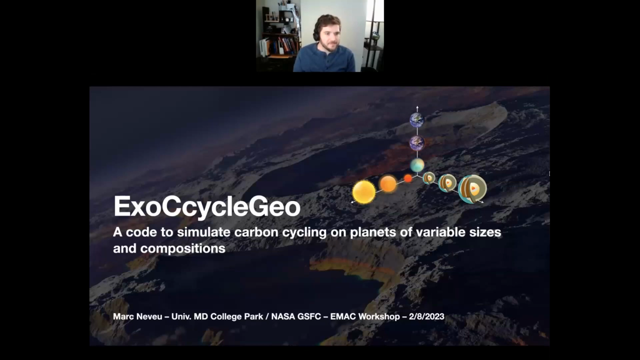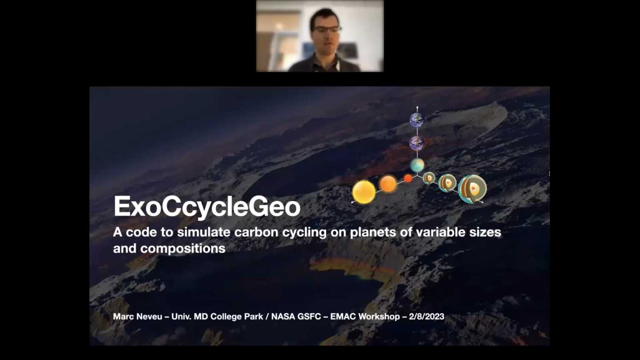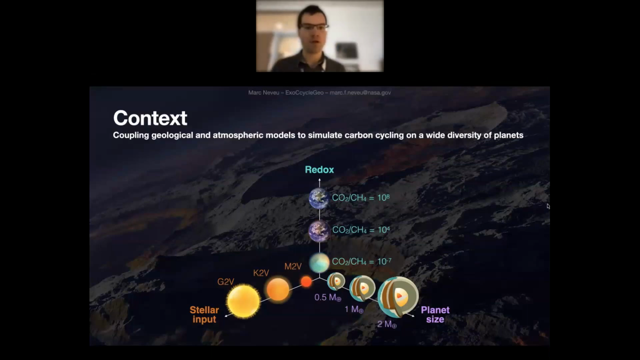Hi, everyone. Thanks for the chance to speak about this code. I call it ExoCcycleGeo, ExoC for carbon. So it's a code to simulate carbon cycling on planets of variable sizes and compositions. The development of this code stemmed from a project funded by NASA's Exoplanet carbon cycling program to couple geological and atmospheric models to simulate carbon cycling on a wide diversity of planets.